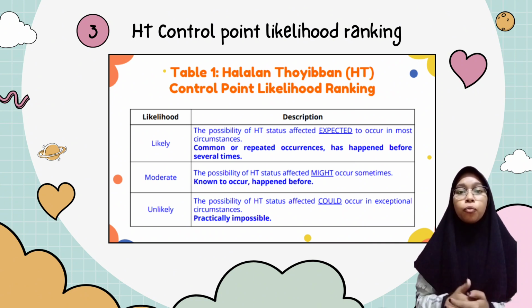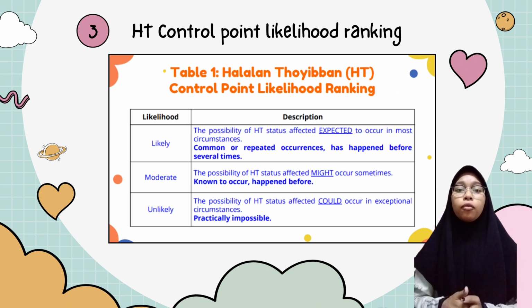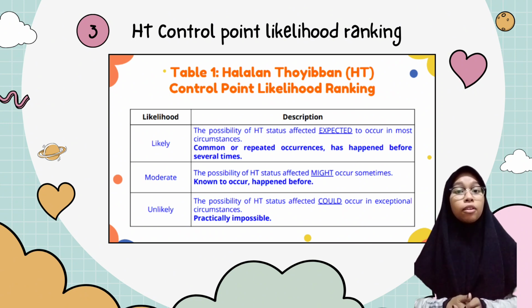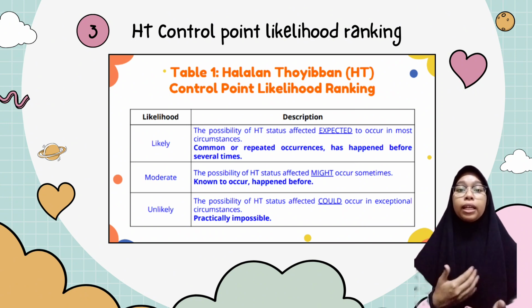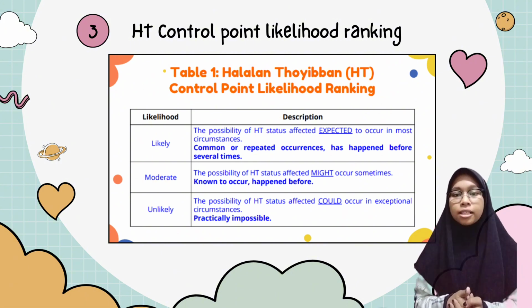Next, likelihood of moderate. This is involving the situation that is expected to occur or happened before. Halalan toyiban status affected for this ranking might occur sometimes. The last one is likelihood of unlikely. This ranking is involving the situation that is practically impossible. Halalan toyiban status affected could occur in exceptional circumstances.